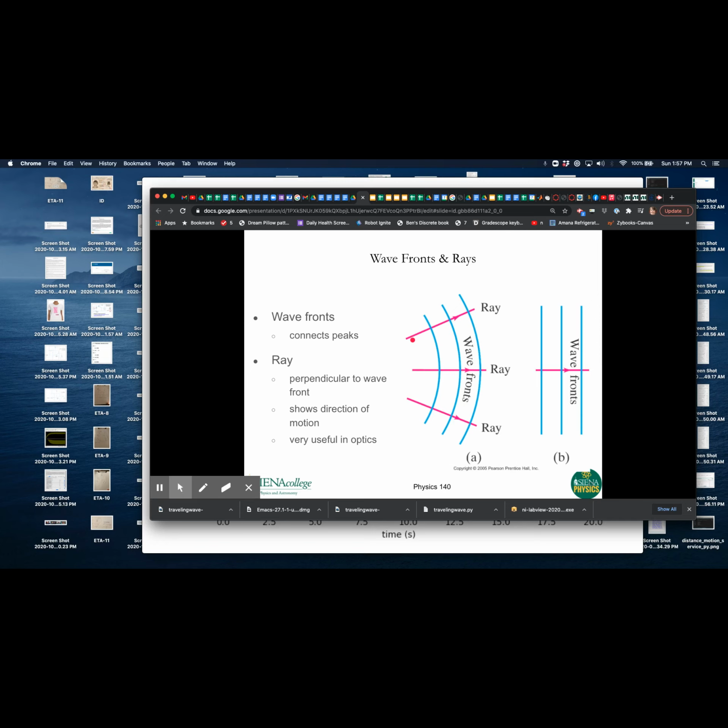And then we can talk about rays. So a ray points from the source and is perpendicular to the wavefront. And so that's showing the direction of motion of the wave. Here my ray is perpendicular to the wavefront, and it's showing that it's moving to the right. And we'll be using rays a lot when we talk about optics, but rays represent the direction of motion of the wave, and the wavefronts connect the peaks.